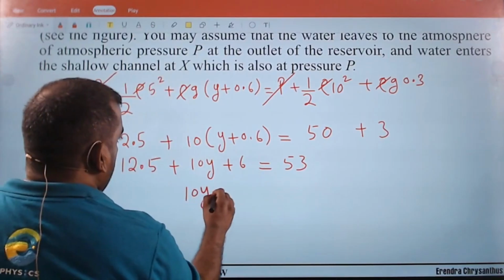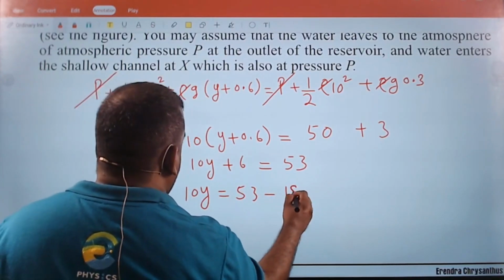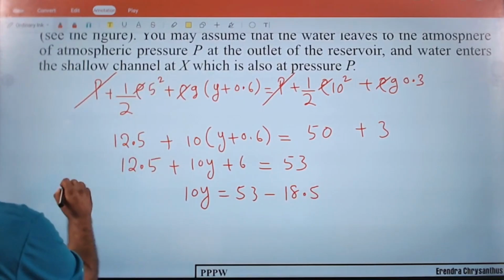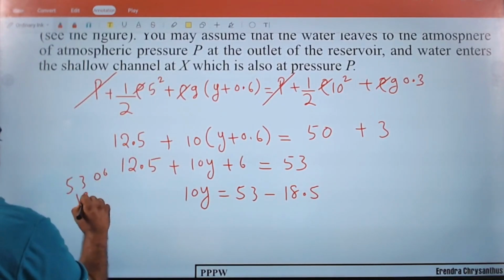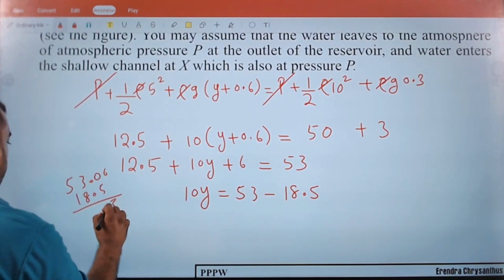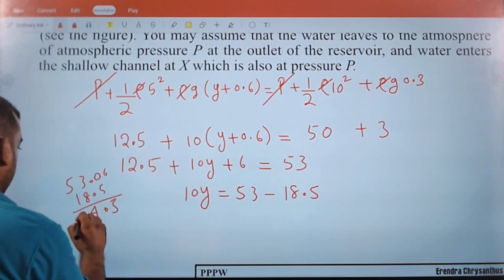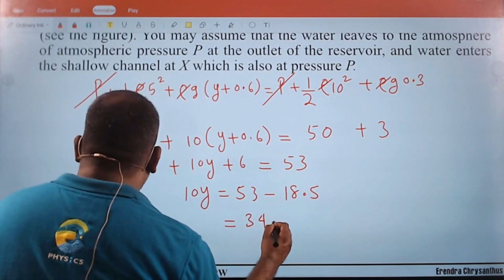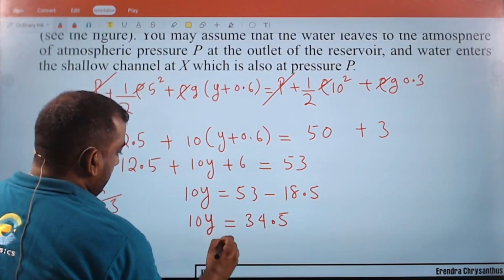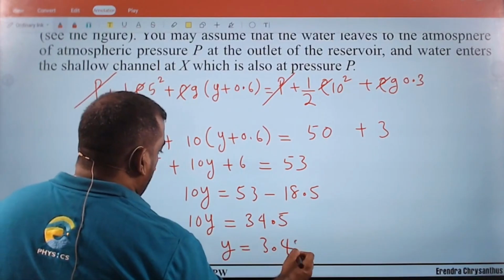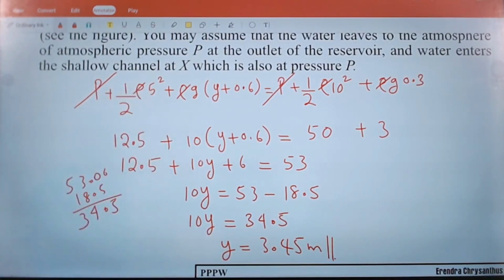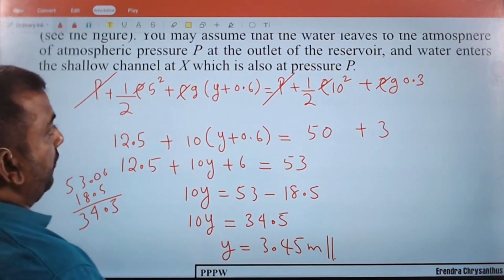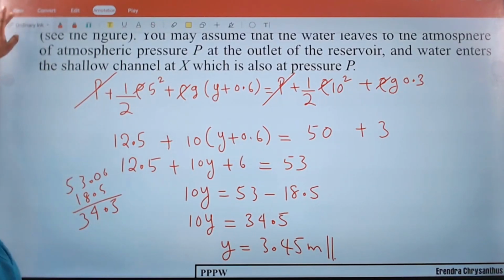So 10y, 53 minus 18.5, 34.5. Y is equal to 3.45 meters. Okay? Y equal 3.45 meters. Right. Then what?